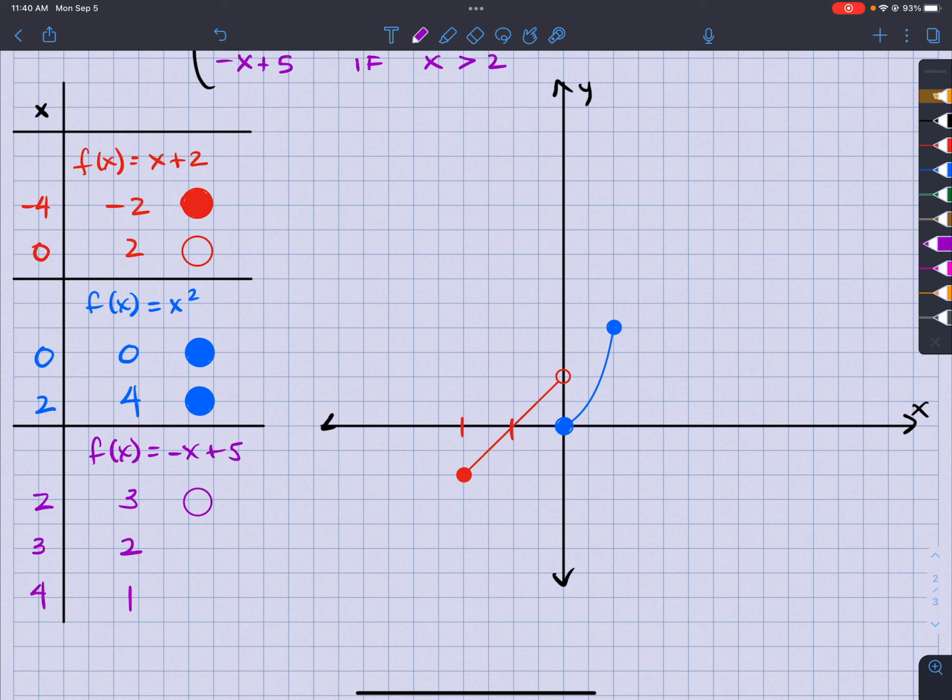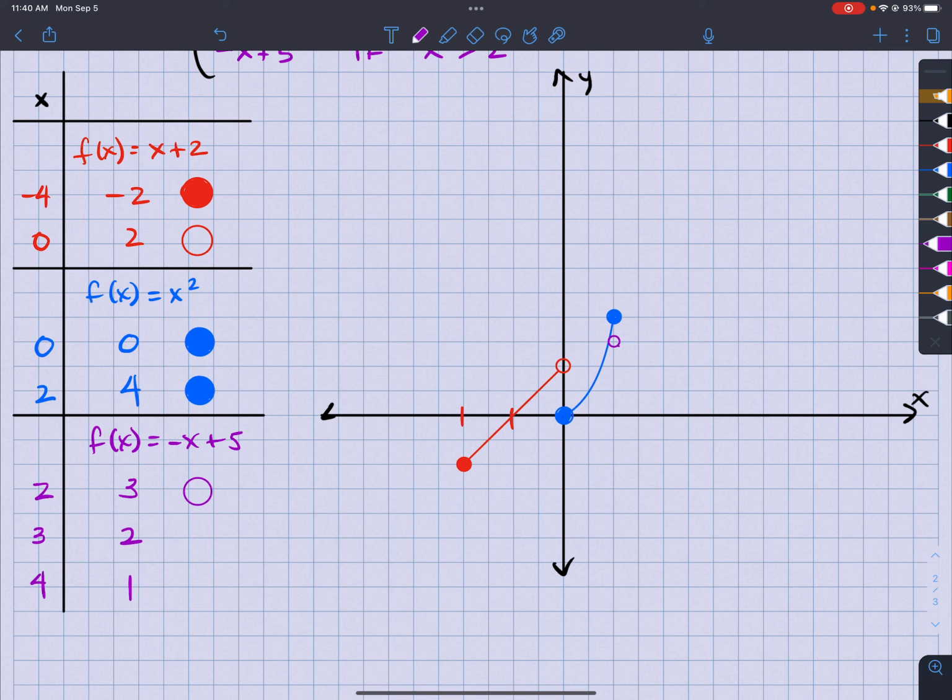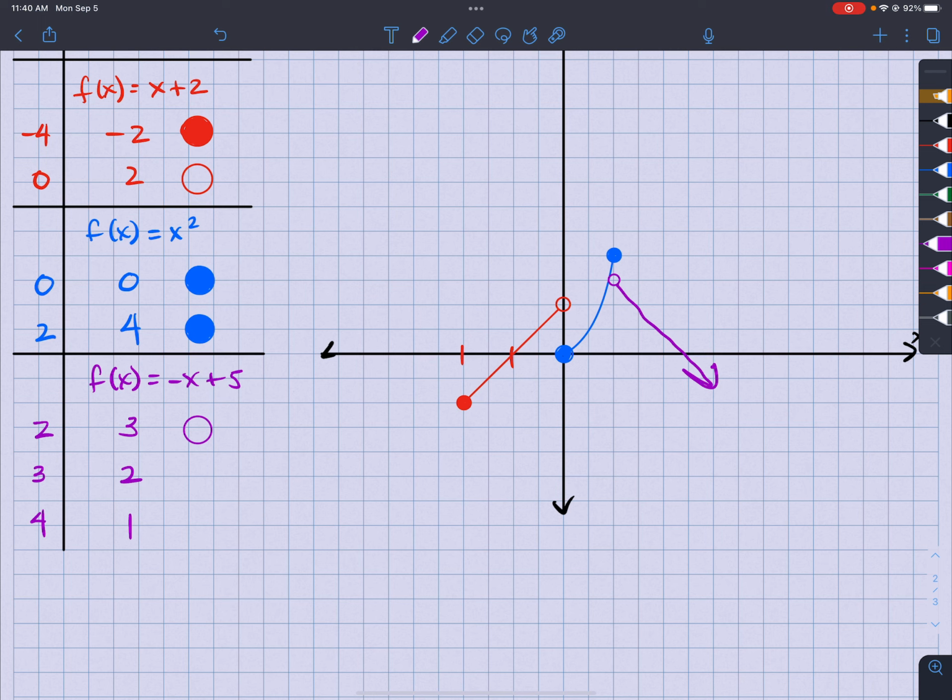And then it's going to go through (3, 2). So I'm drawing this line through (3, 2) and (4, 1). Actually, I should draw it this way because I believe it goes forever, yep. So it goes through (3, 2) and (4, 1). So it's going to look something like that.